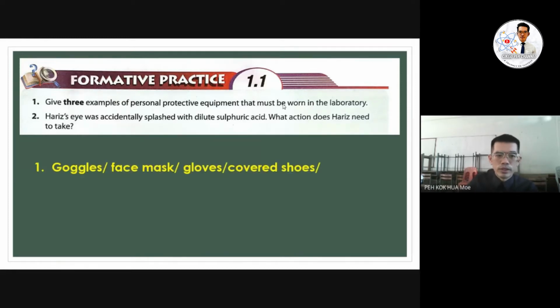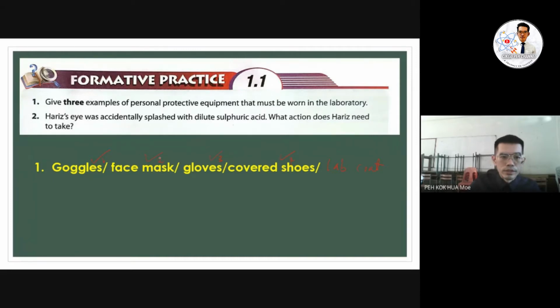So here you can see we actually have 5, right? The first you can give the goggle, second face mask, glove, cover shoes, and one more is lab coat actually. You can choose any 3 answers from here.